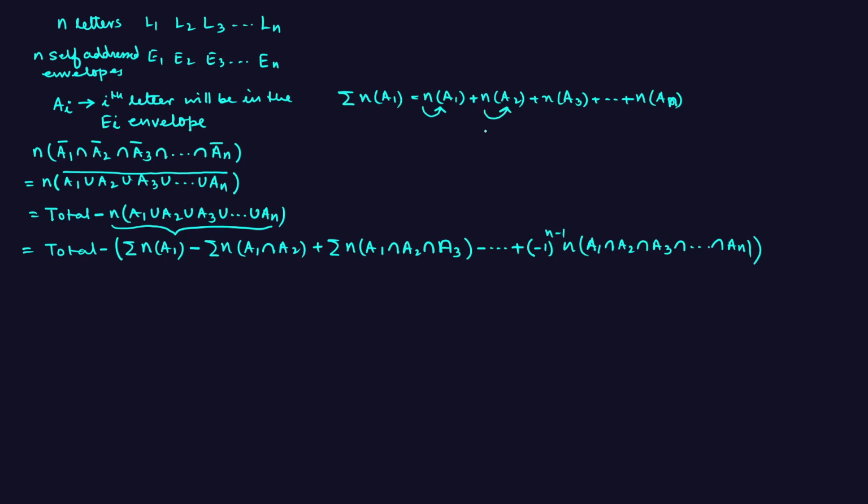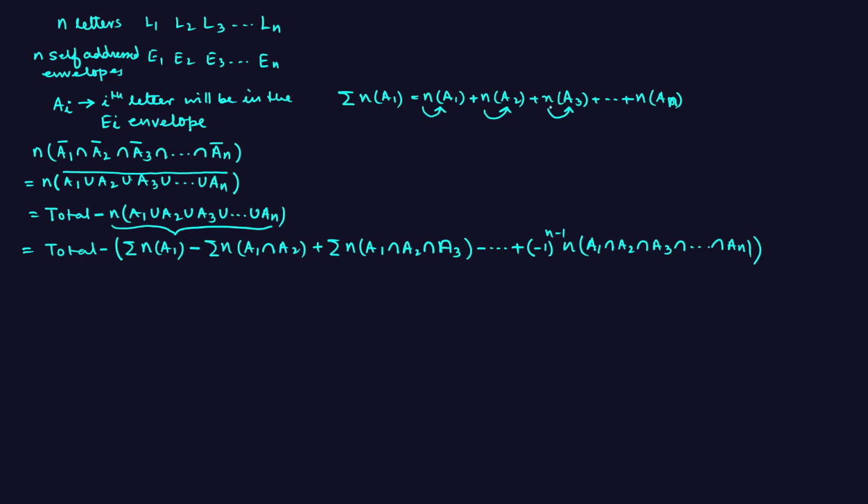NA2 means what? The second letter is in its right envelope, that is E2. In how many different ways you can arrange that? NA3 means the third letter is in its right envelope. In how many different ways you can arrange all those letters when the third letter is in the right envelope. I don't care about the other letters.